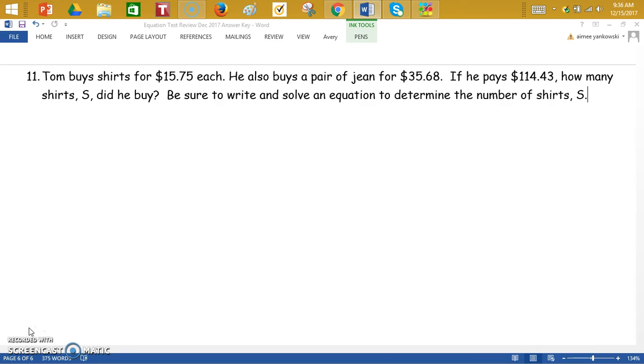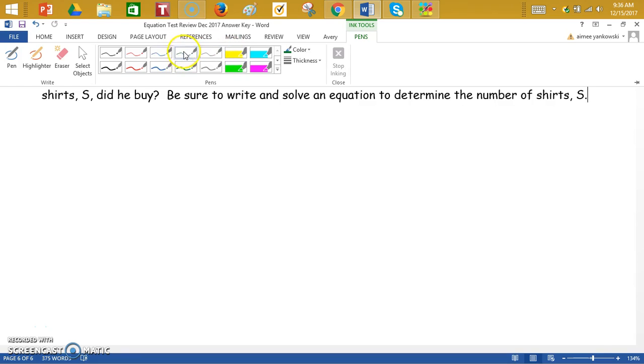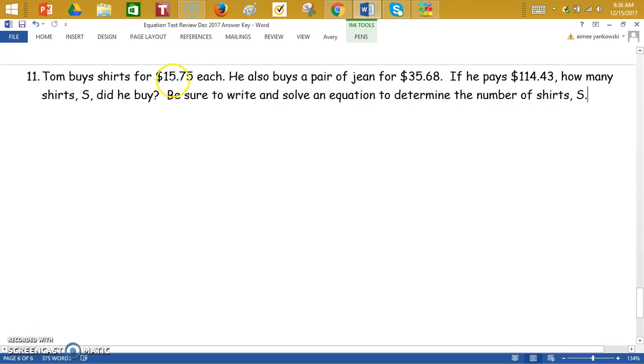It says Tom buys shirts for $15.75 each. So he's buying some shirts for $15.75 each. He also buys a pair of jeans for $35.68. If he pays a total of $114.43, how many shirts S did he buy? Be sure to write and solve an equation to determine the number of shirts S.